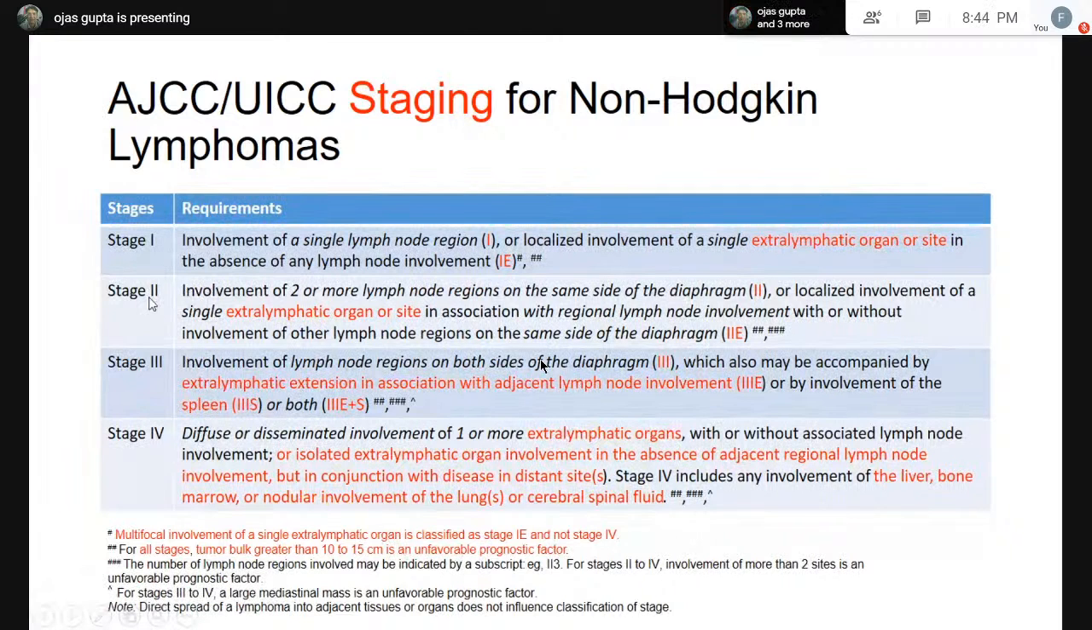Similarly, after stage 1 and 2, which are localized, stage 3 and 4 are advanced stages. In stage 3, extra lymphatic extension is associated with adjacent lymph node involvement, or there has to be involvement of the spleen or both. And in stage 4, there will be diffuse or disseminated involvement of one or more extra lymphatic organs. There can be isolated extra lymphatic organs, but in conjunction with disease in a distant site. That is, there has to be involvement of liver, bone marrow, or nodular involvement of lung or CSF.